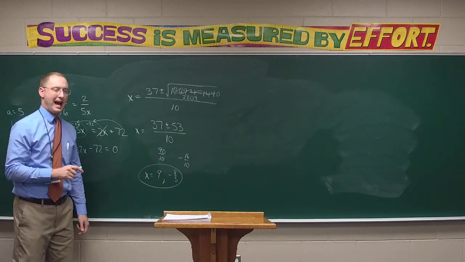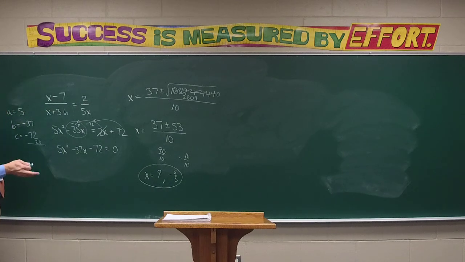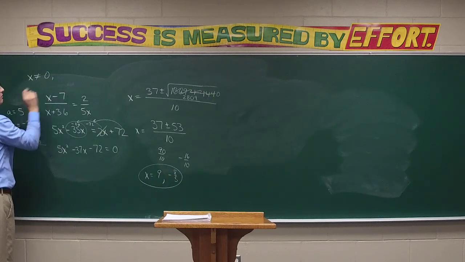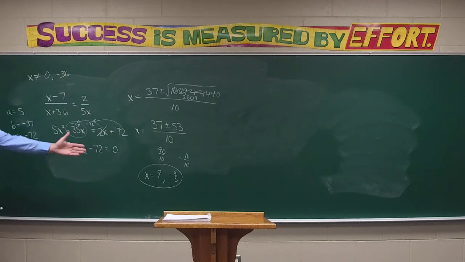But remember, in a rational equation, when you come up with multiple answers, there is a possibility that one of them is an extraneous root. There are two things right off the top I could have said x won't be able to equal: 0 or negative 36. Well, neither of my answers is those, so they're both good. All right, how many got 9 and negative 8 fifths, regardless of the way in which you solved it?